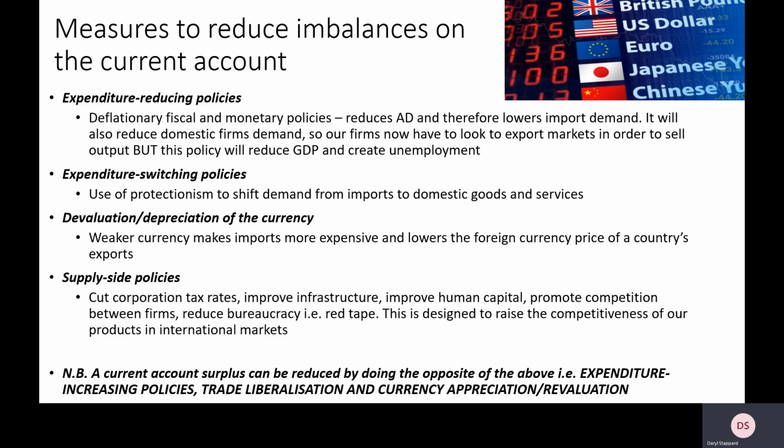Right, now what we can see here are policies that can be used to tackle a current account deficit. So we're going to be considering expenditure reducing policies, expenditure switching policies, currency depreciation, or what we call a devaluation, and then finally supply side policies.